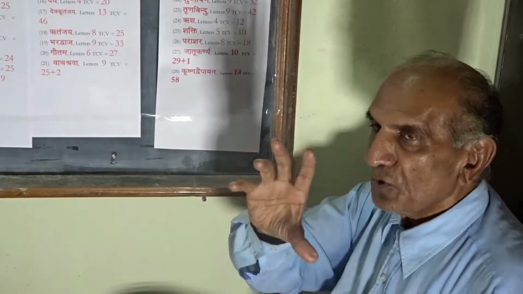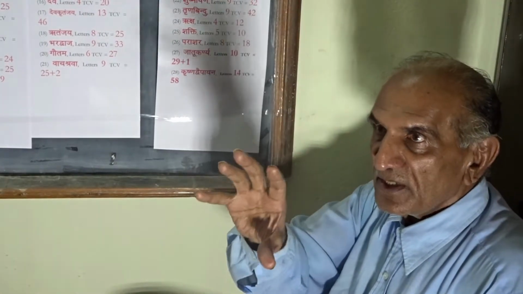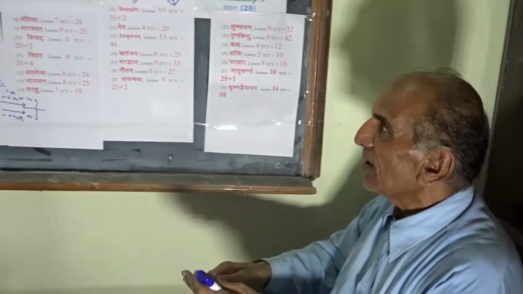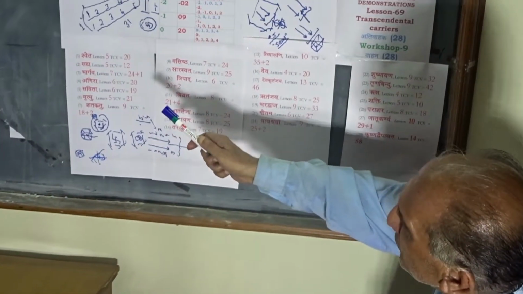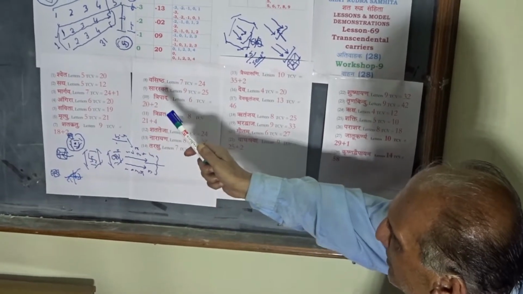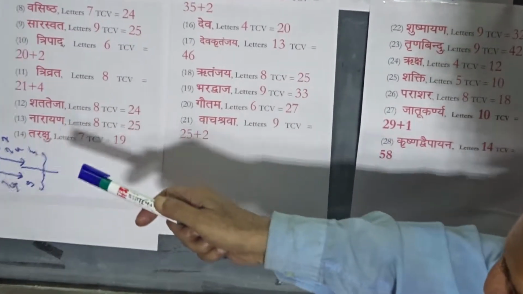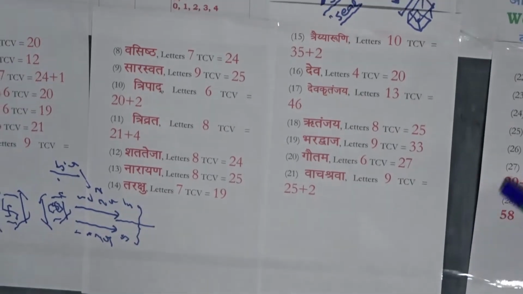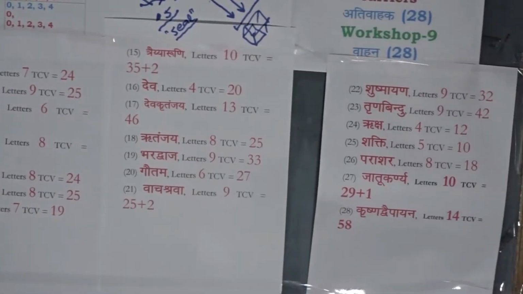And the diameters of those 28 transcendental spheres are these formulations. So these formulations are to be reached in terms of how many are the letters and what is the transcendental code value. All these things have been mentioned and tabulated here.